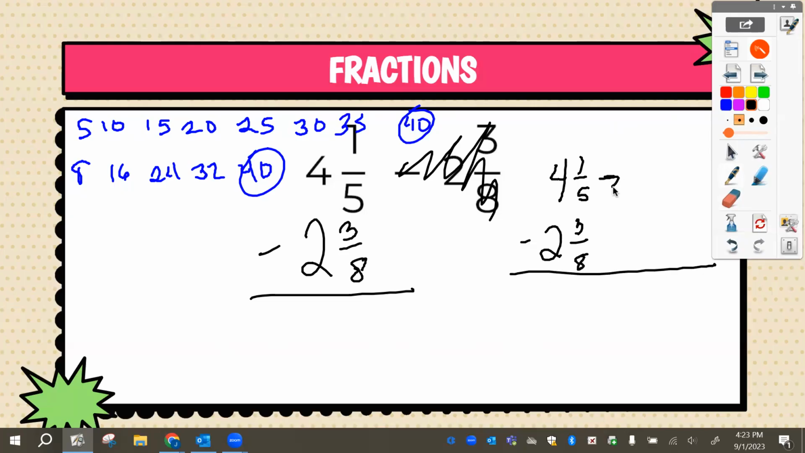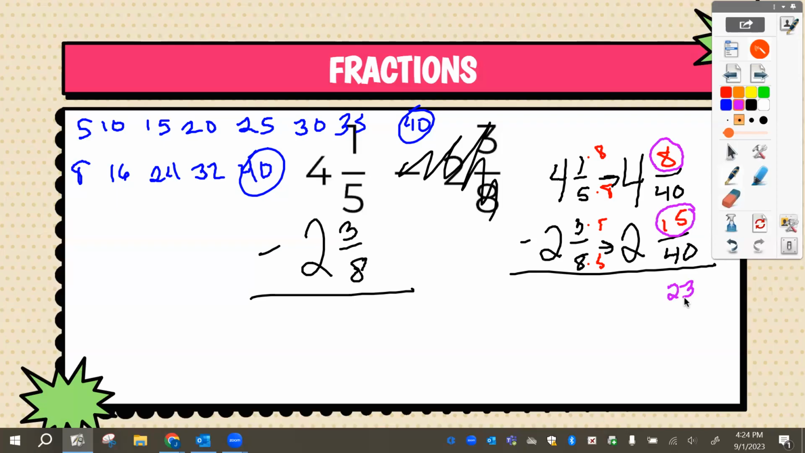So our common denominator was 40. Whole numbers stay the same. And denominator we said was 40. Now, 8 times 5 gave me 40, so 3 times 5 is 15. And 5 times 8 gave me 40, so 1 times 8 is 8. And now we add 8/40ths plus 15/40ths, give me 23/40ths. Oops, I'm not adding, I am subtracting.